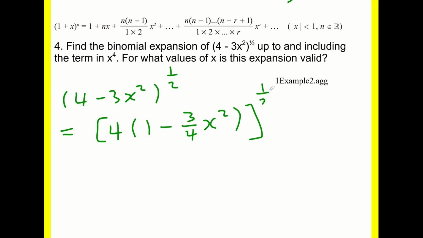Again, I've used square brackets, and next step is going to be to write 4 to the half, which I'm going to straight away write as 2, and no messing around here. 1 minus 3 over 4.